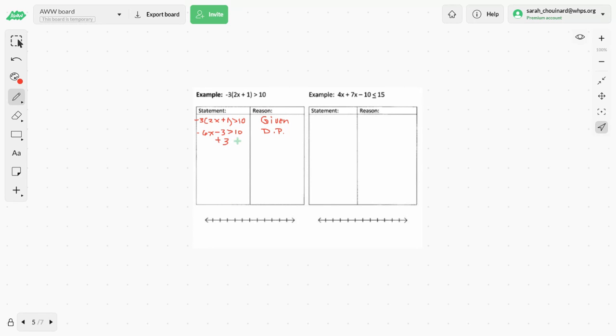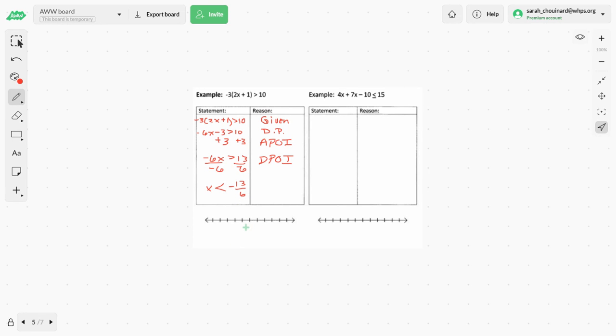Now I need to add 3 to both sides. That gives me negative 6x is greater than 13. The justification was APOI, with an I for inequality. Then I'm going to divide by negative 6. And DPOI says that if I'm going to divide, then I have to flip the inequality symbol from greater than to less than. And 13 over negative 6, that's just the fraction negative 13/6.